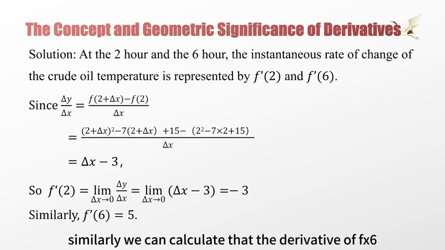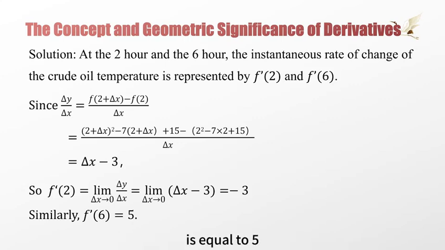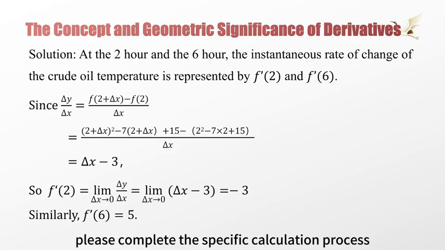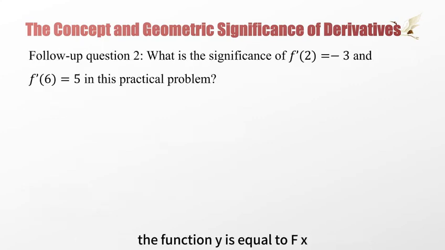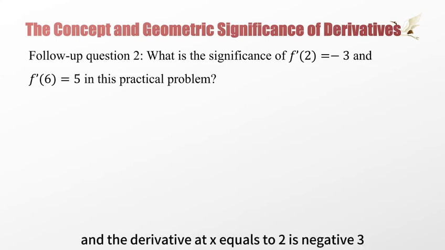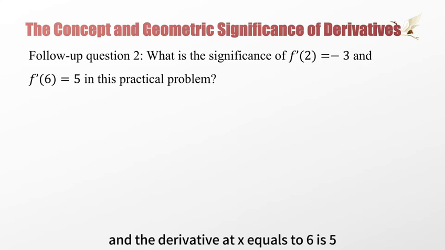Similarly, we can calculate that the derivative of f(x) at x equals 6 is equal to 5. Please complete the specific calculation process after class. The function y equals f(x) has a derivative at x equals 2 of negative 3, and a derivative at x equals 6 of 5.